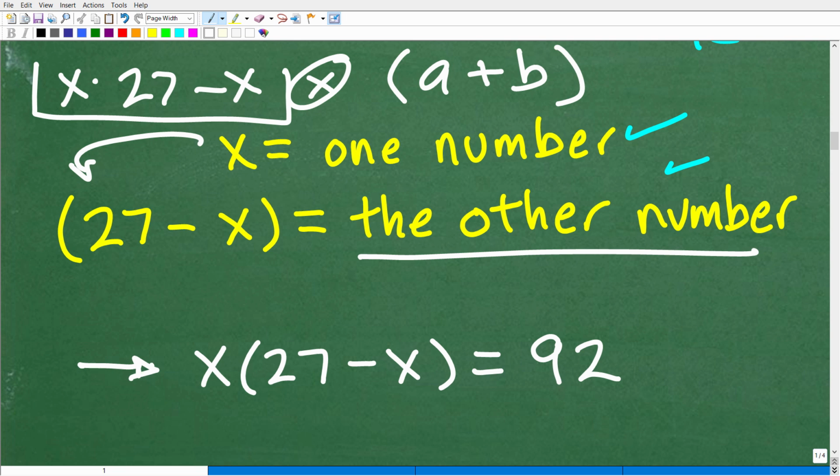Here, this is what we want. This is x times 27 minus x. This is the other number in one group. So you've got to be very careful here because it's not obvious to put parentheses around your sums or differences. But here we go. We have x times 27 minus x is equal to 92. So now what we need to do is solve for x.